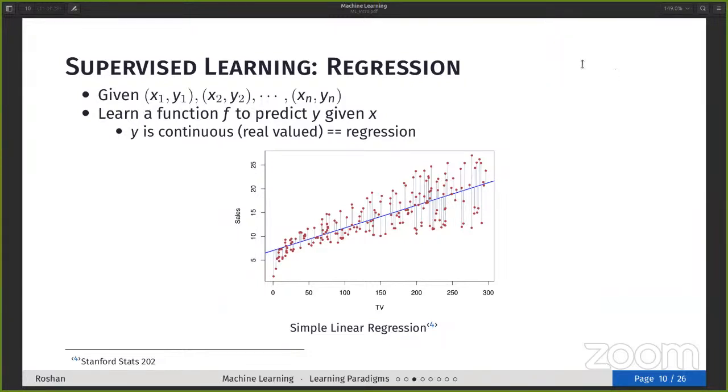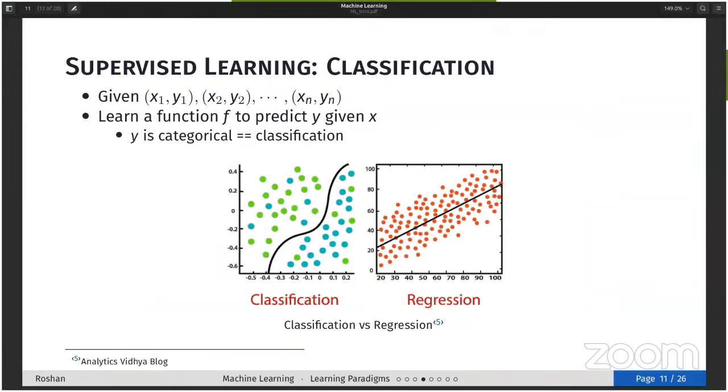Prediction of the number of road accidents. Stock price is also regression because price is continuous. These are good answers. Thank you. And moving on to the next case, that is supervised learning and classification.